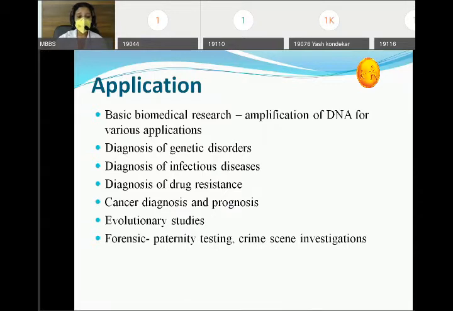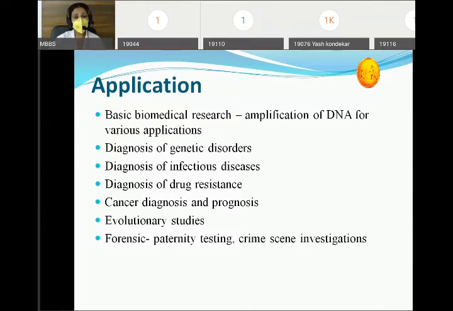Then for evolutionary studies, if you have any single blood stain or a single DNA sample somewhere, from that single DNA sample, from that single blood sample, you can study it and you can see how the evolution has occurred. So it is importantly used in evolutionary studies. Again, for forensic studies, forensic means for medico-legal cases, this PCR is used in the testing of paternity. That is, to decide paternity, you need this study.